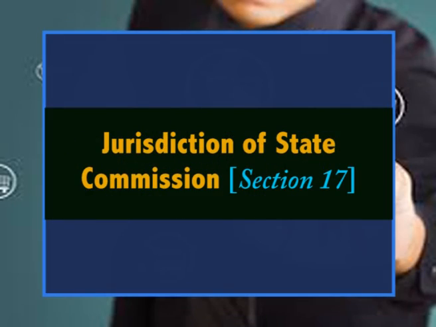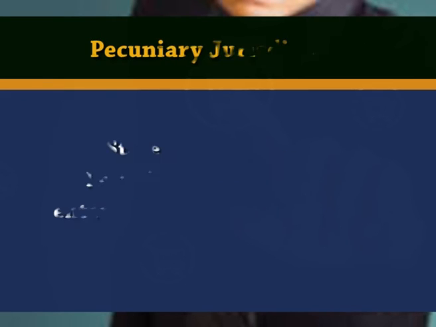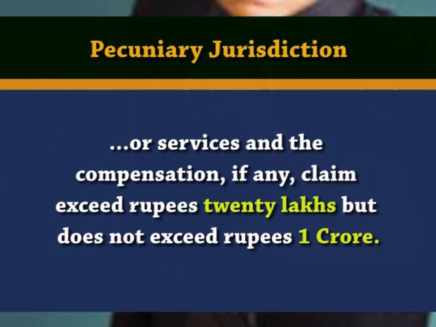Then we will discuss jurisdiction of the State Commission. Section 17 defines again pecuniary and territorial jurisdiction. The State Commission has to entertain complaints where the value of the goods or services and the compensation, if any, claimed exceeds rupees 20 lakh but does not exceed rupees 1 crore.